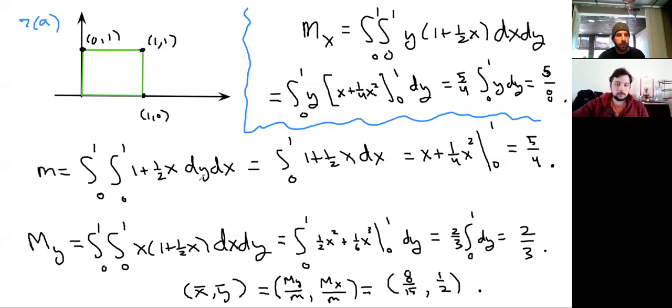Well, if you think about 8/15, that is a little bigger than a half, right? So it shouldn't shock you that this center of mass is right in here. It's a little bigger than a half in the x direction, but it's exactly a half up and down. Because if you look at the formula for the rho, it's telling us we're more dense towards the right side of the square. So we would expect to balance it there.